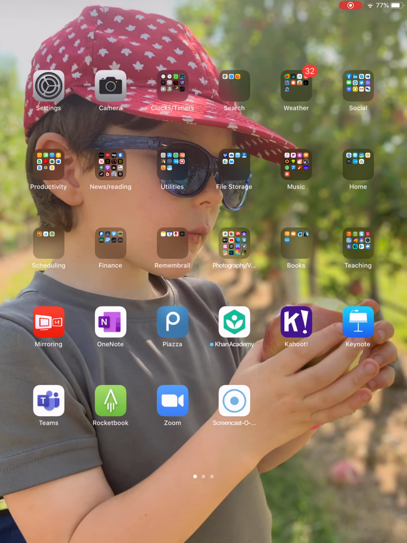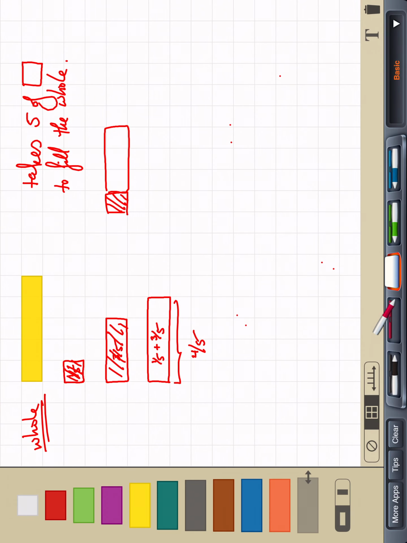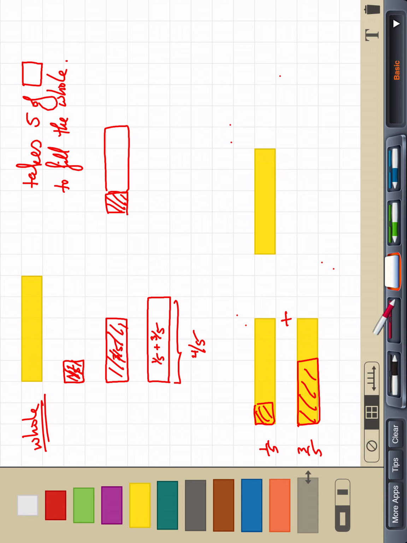Let's go back to our picture here. So what Patty saw is that we had 1/5 and 3/5. She saw this whole thing as representing 1/5 and 3/5. So when she added them together, she got 4/10. It made perfect sense to her.